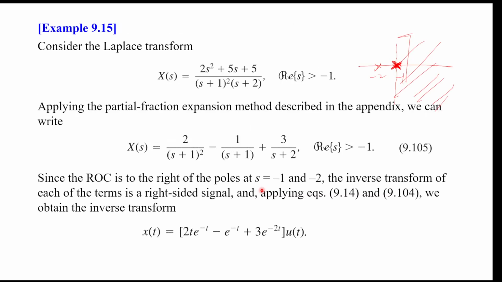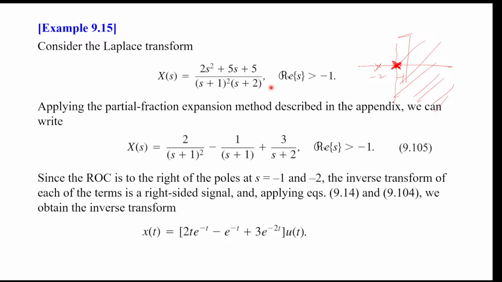Okay, and so now we know this higher-order partial fraction. Let's indeed do an example of inverse Laplace transform. So we have this rational function that's a pretty high order, X(s) = (2s² + 5s + 5) / ((s+1)²(s+2)). So it has a second order pole at -1 and a first order pole at -2, and the total is 3 poles. And we know when we do partial fraction expansion, it should have 3 terms.